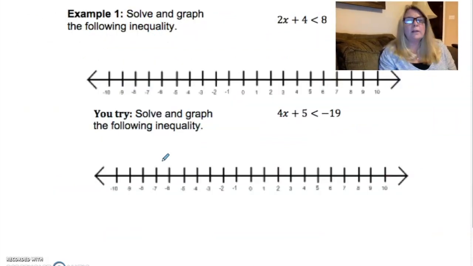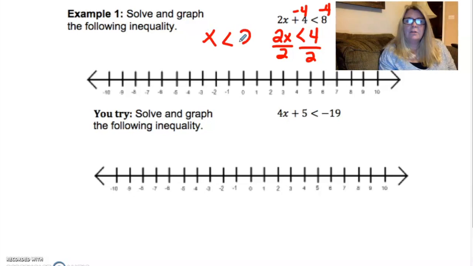Let's actually solve one of these. Here's a two-step inequality. It solves just the same as an equation. You've got to get rid of both the 2 and the 4. You get rid of your addition or subtraction first, so you get rid of the 4. You subtract 4 from both sides, and you would be left with 2x is less than 4. Then you have to get rid of your 2. It's being multiplied, so you divide to undo that. And you would have x is less than 2.